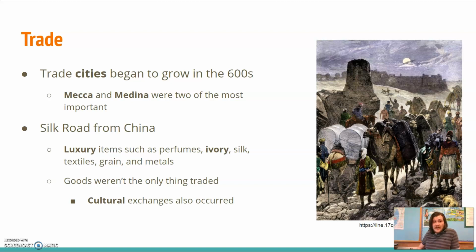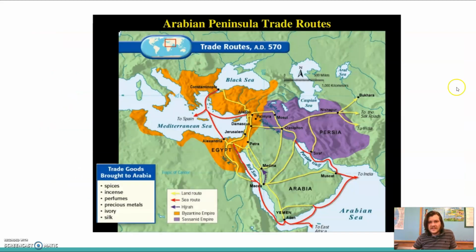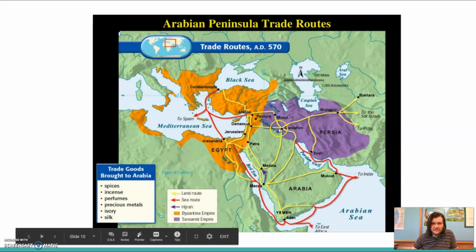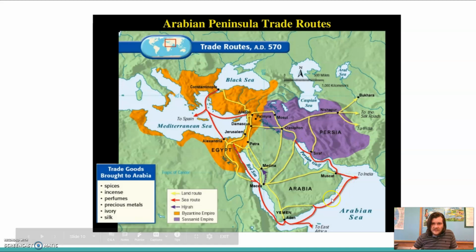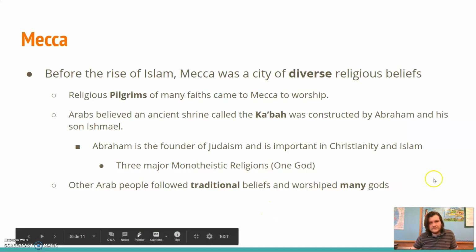There were lots of luxury items traded on the Silk Road. Things like perfumes, ivory, silk, textiles, grain, metals. But goods weren't the only thing traded. Cultural exchanges also occurred. So you can see here, from the Silk Roads, land trade routes went through Persia and into the Arabian Peninsula. And you can see how the Arabian Peninsula is kind of crisscrossed with these different trade routes. And also, around the Arabian Peninsula, you have water trade routes.